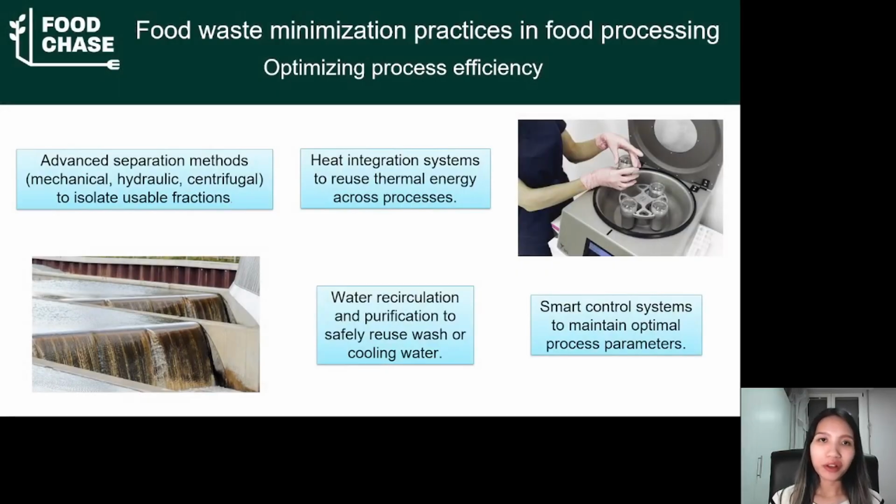Some approaches to process efficiency optimization include using advanced separation methods to isolate usable fractions. Heat integration systems, as I just mentioned, can be used to reuse thermal energy across processes. Washing or cooling water can be subjected to recirculation and purification to be safely reused within the same processing plant. Smart control systems like sensors or alarms can be used to maintain optimal process parameters.